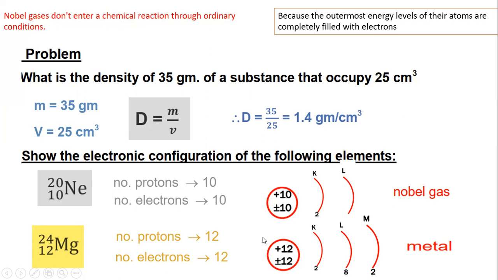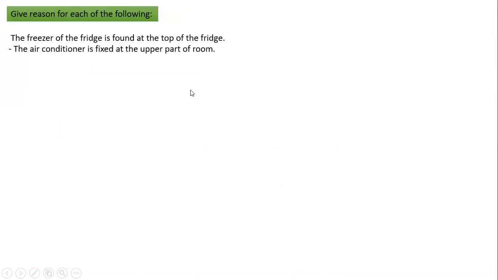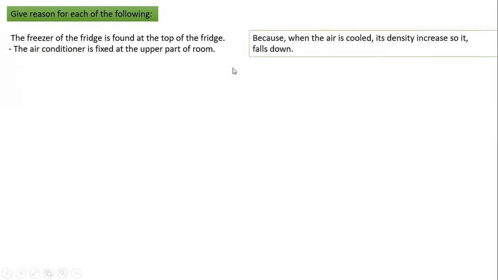Okay, so now let's do another question. I know it may take long, but we have many points. The freezer of the fridge, give reason. The freezer of the fridge is found at the top of the fridge. The air conditioner is fixed at the upper part of the room. The same. Why are the freezer and the air conditioner at the top? Because cold air has what? Yes, high density, so it falls down. So when the air is cooled, its density increases, so it falls down.